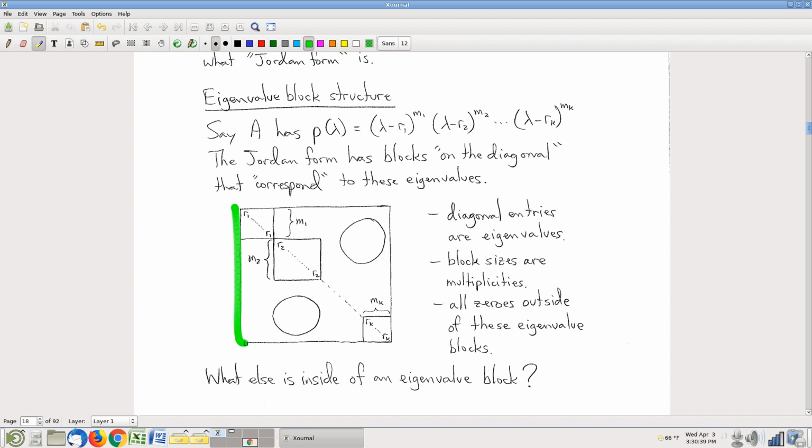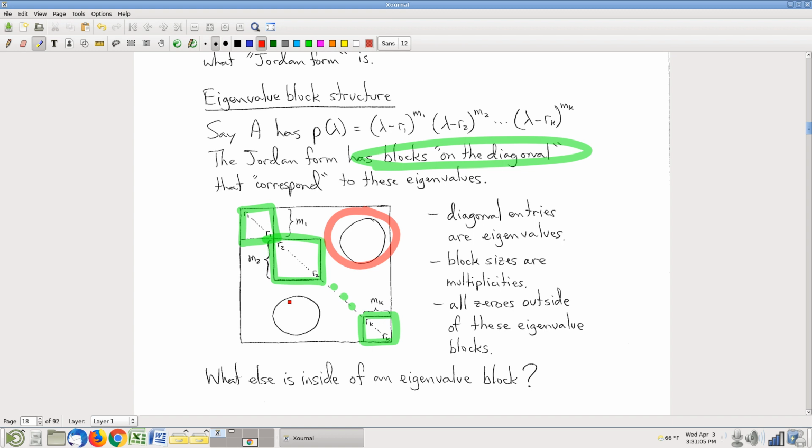Here's your Jordan canonical form. Inside of the Jordan canonical form, there are blocks, square blocks, on the diagonal. By on the diagonal, I mean that the appropriate corners are exactly on the diagonal. And everything outside of the diagonal is all zeros. So all zeros out there, all zeros out there. This is good news. We like zeros. Zeros represent things we don't have to worry about. Very nice.